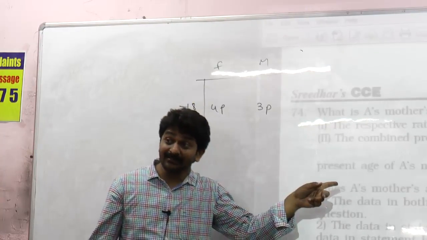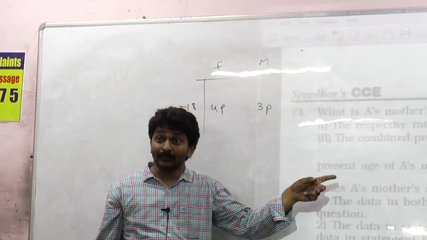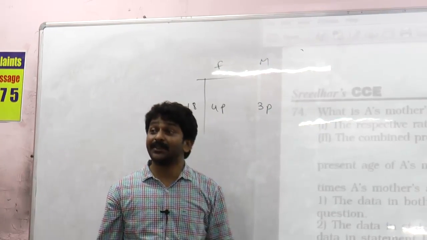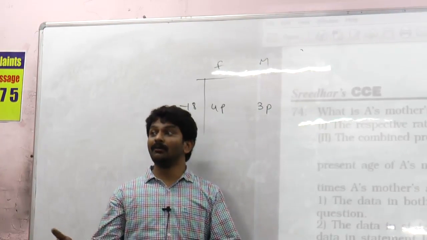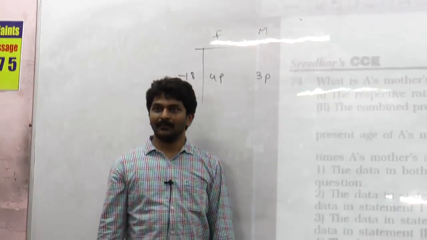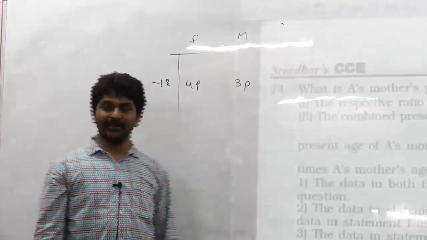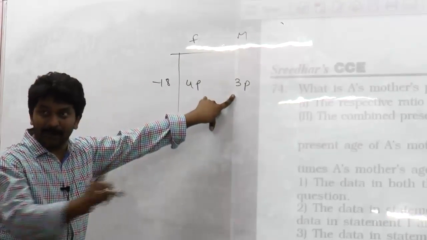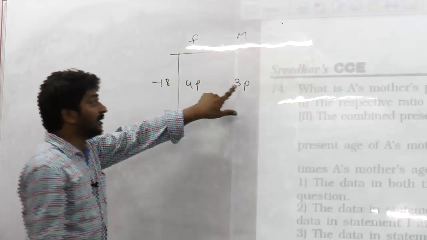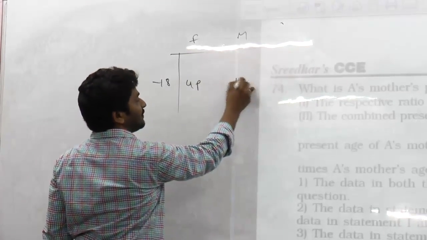When was that? Always 6 years difference. So here also 1 part should be equal to 6 years. 3 parts, 6 times 3 is 18.